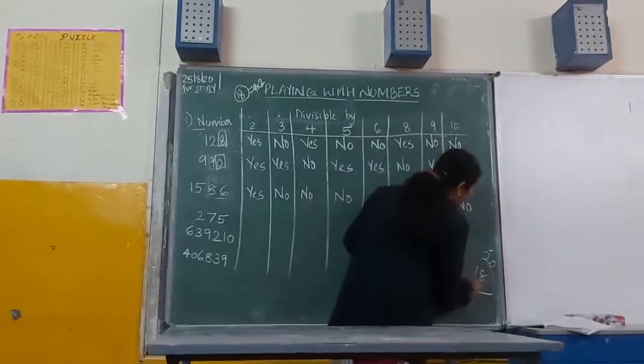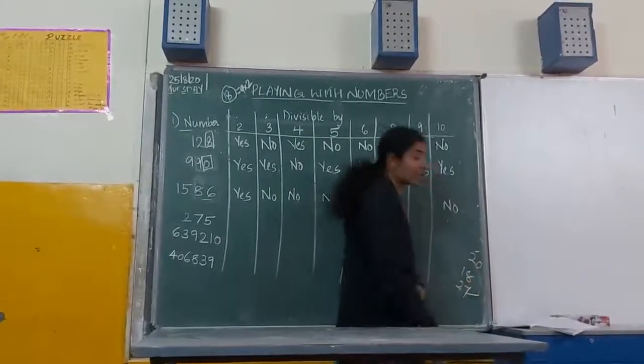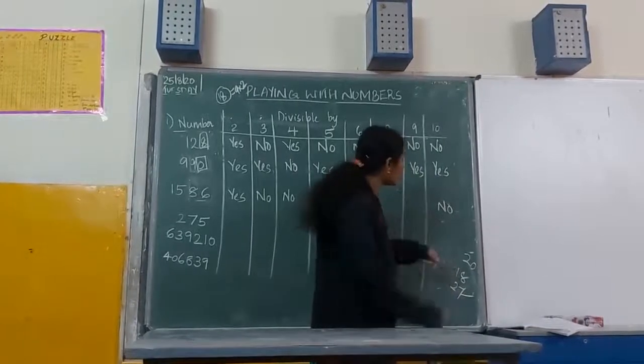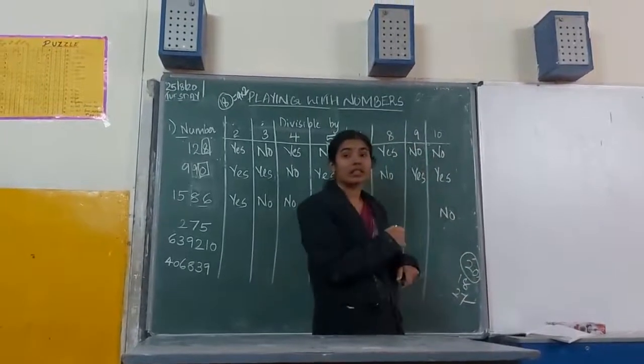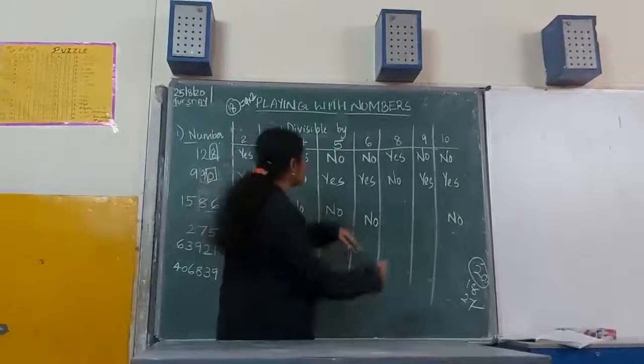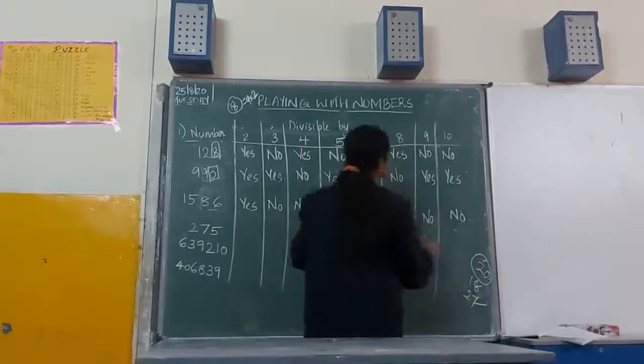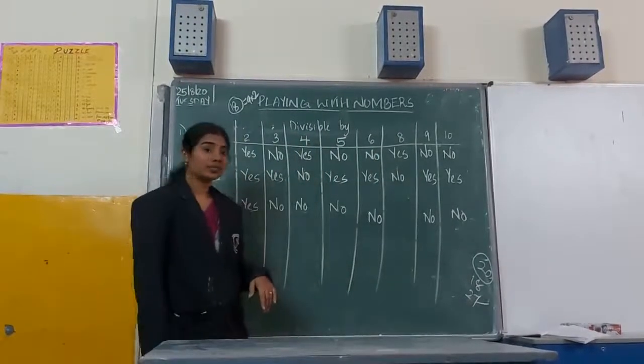9 twos are 18, 9 threes are 27. In between, you are not getting the number 20. 20 is not a multiple of 9. So this rule is not satisfying.